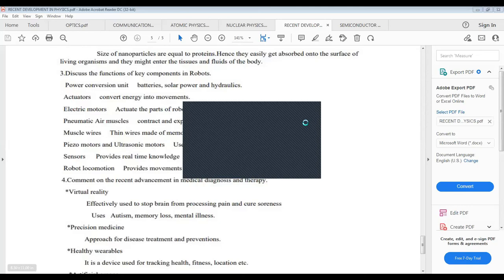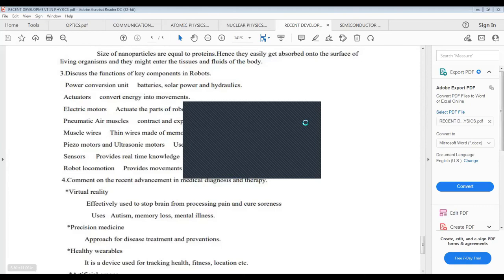So this is about total internal reflection. You see, a ray of light travels from a denser medium to a rarer medium. This is one angle of incidence, this is another angle of incidence. If the ray travels and it is just reflected back, it is not refracted, it is just reflected back.